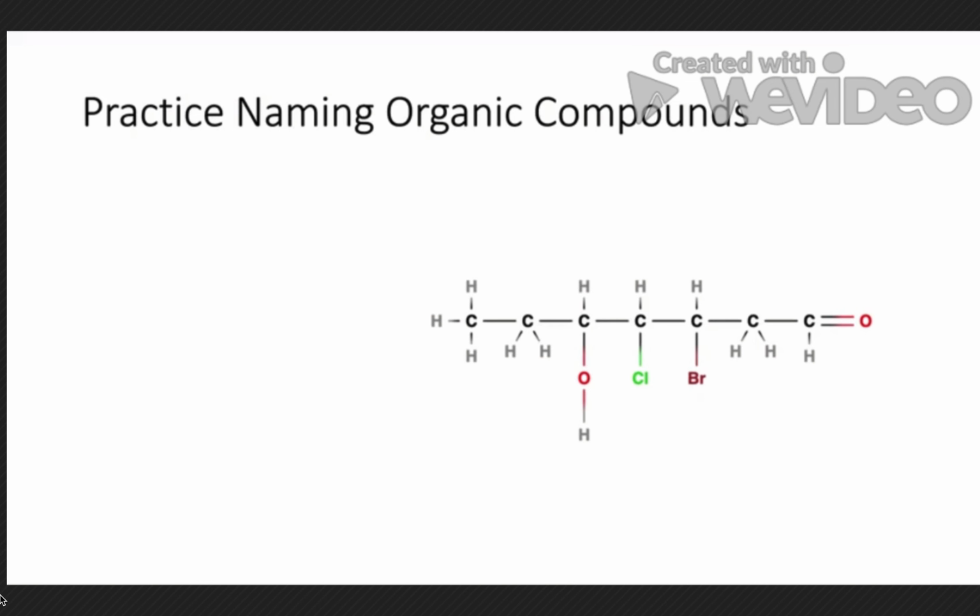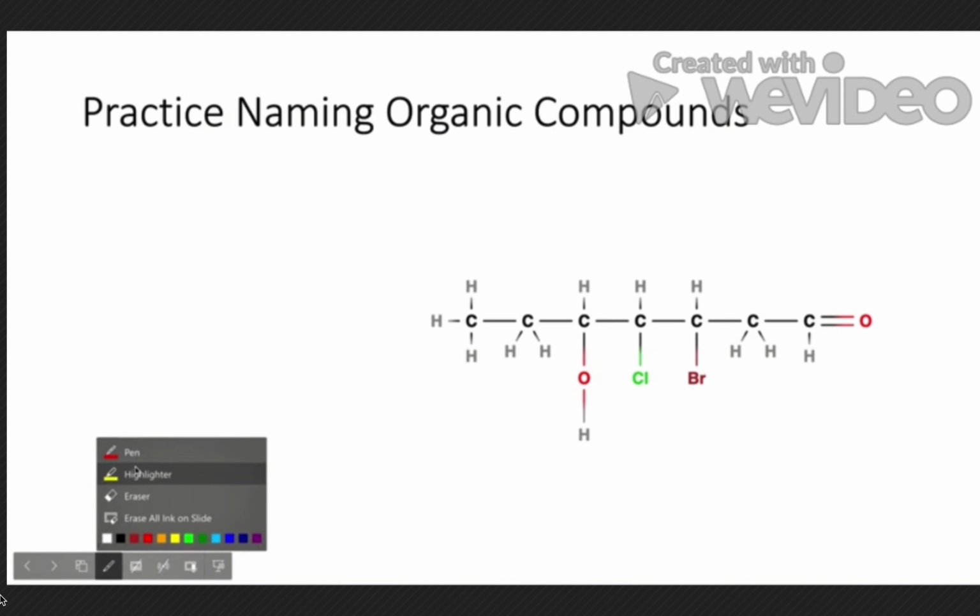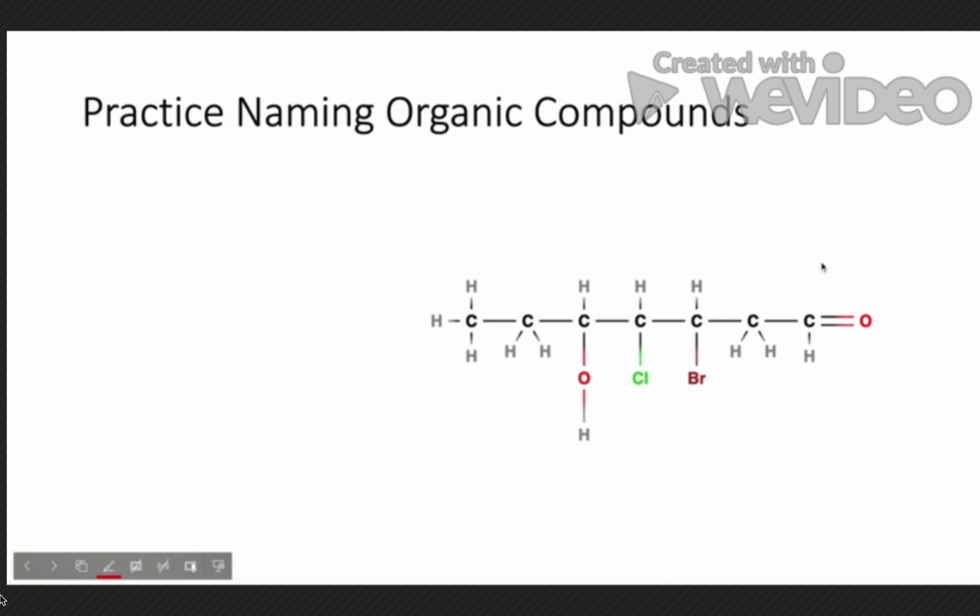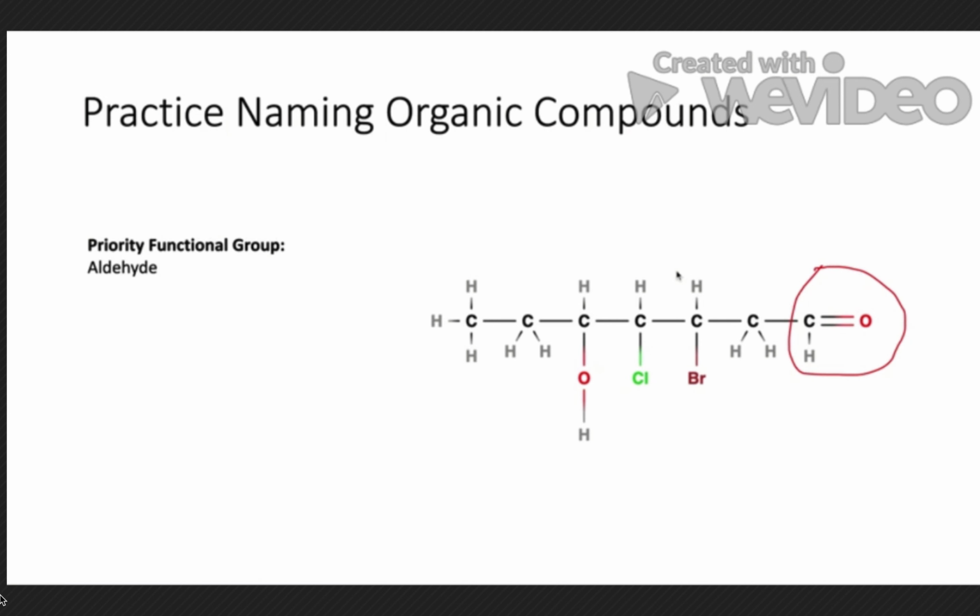So we're going to do one last practice question with naming organic compounds with multiple functional groups. As always, we're going to start off by circling the functional groups, starting with the one of highest priority, which in this case is the aldehyde here. There's also, for the substituents, a bromine, a chloride, and an alcohol.